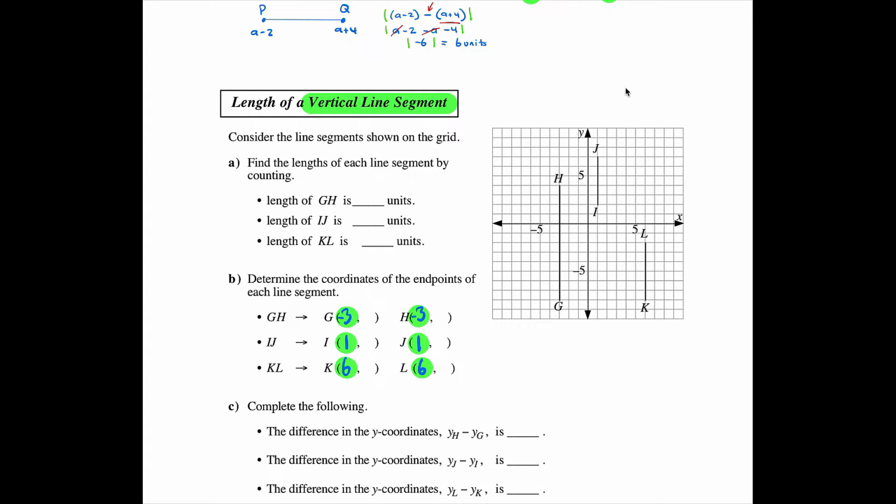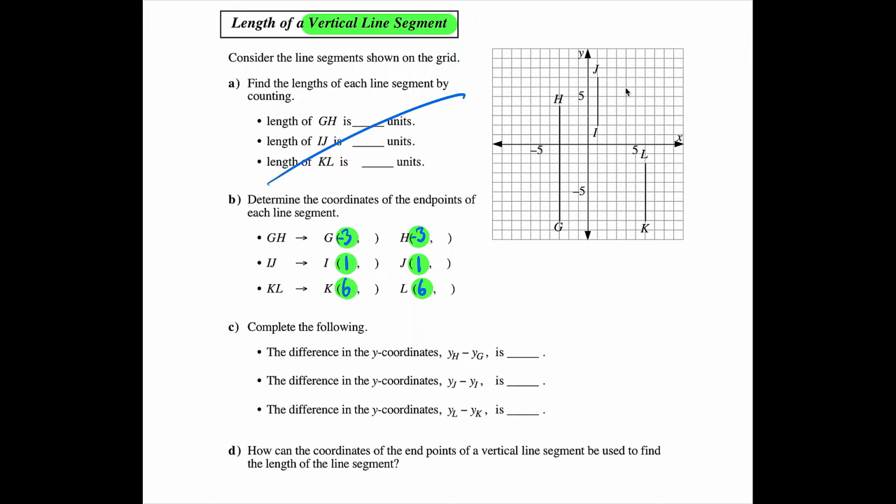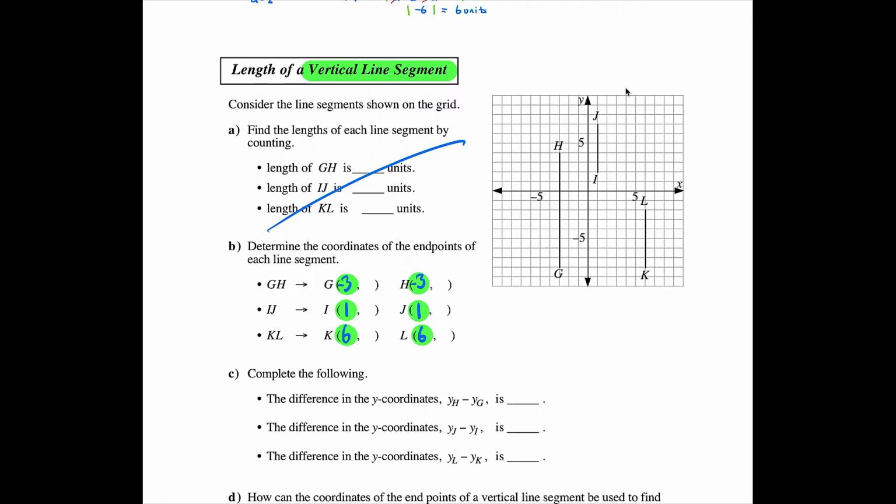So what is the length of GH? Well, again, I don't want to start counting all these lines, so I'm just going to jump right down to section C right here, where I can use the coordinates. So we need to find the coordinates of point G, and that's going to be negative 8 on G, and on H it's going to be a positive 4. And so basically we're going to go 4 minus negative 8, which is going to give us 12.